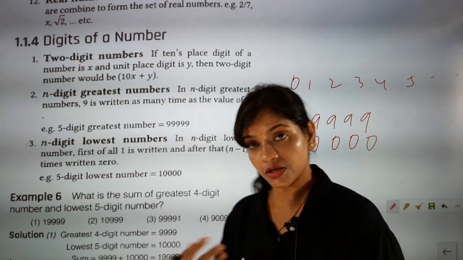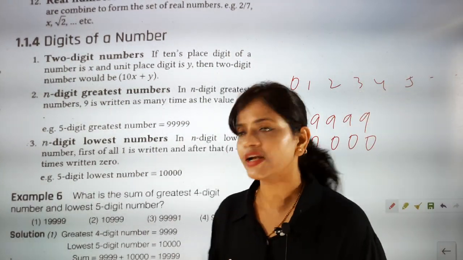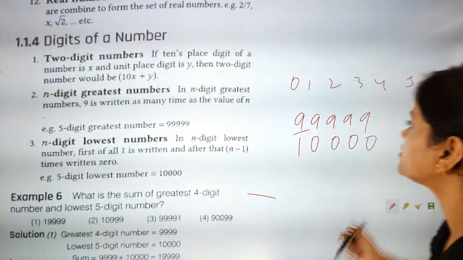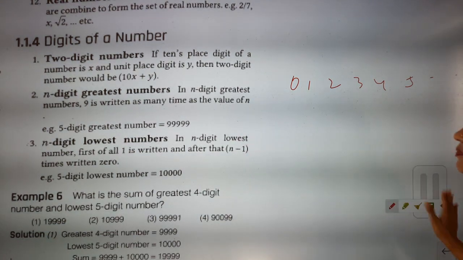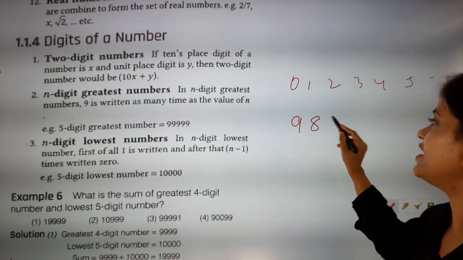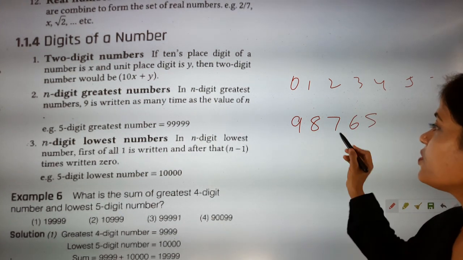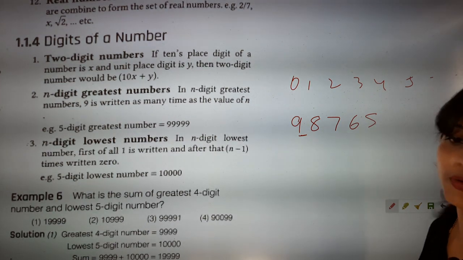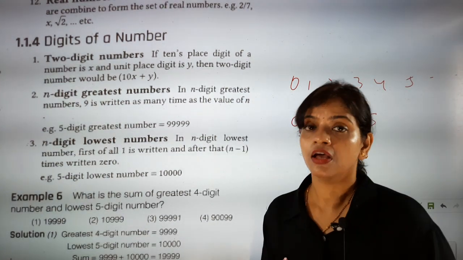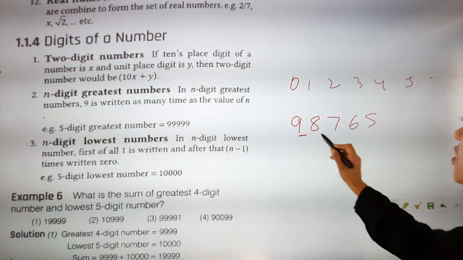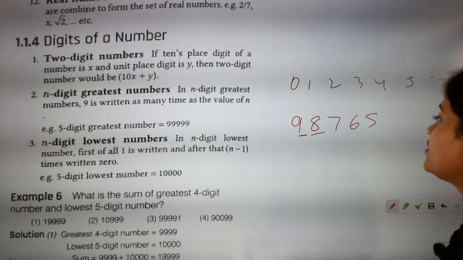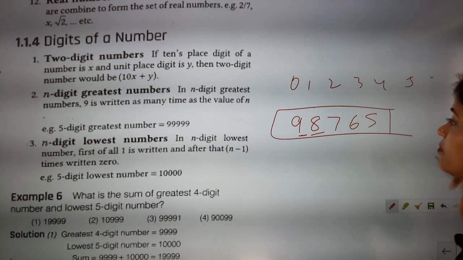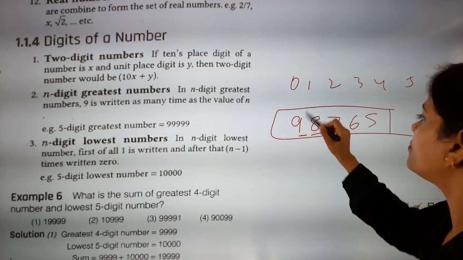Now another concept. If they ask for the greatest 5-digit number when the digits are not repeating, then you will write 98765. Why? Because digits are not repeating. So 9 can come in the ten-thousands place. Then after that we cannot use 9 again because they told us not to repeat. So the next biggest number is 8. After 8, what is the bigger number? Then 7, then 6, and then 5. So the greatest 5-digit number when digits are not repeated comes as this.